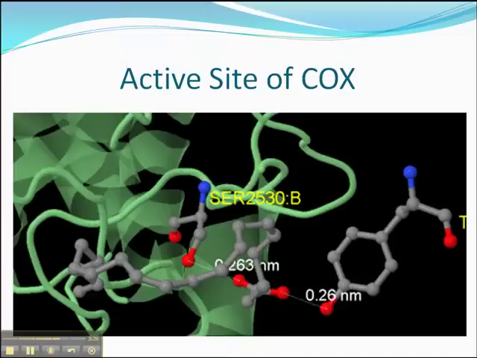Active site of COX. The active site of COX is best illustrated by this JMOL view that illustrates the interactions between arachidonic acid and the various residues of the COX enzyme.